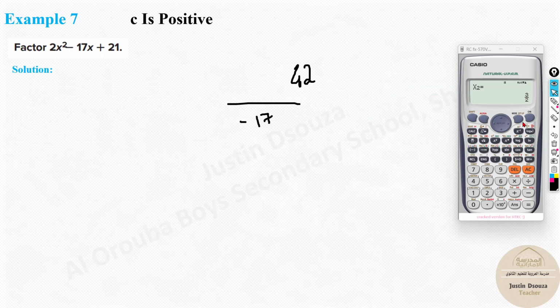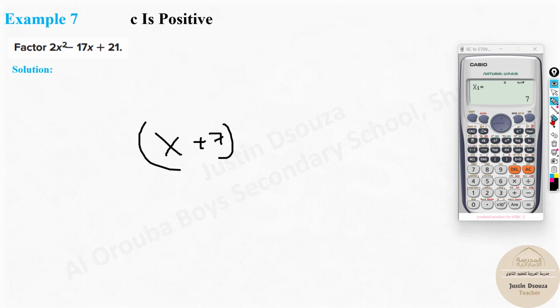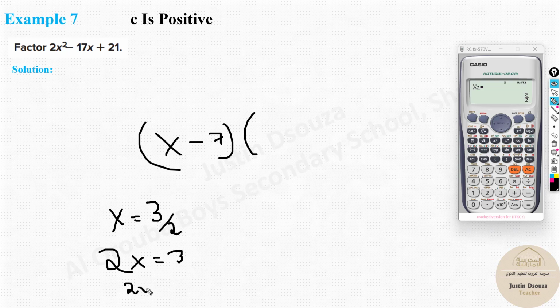Anyways, now if you're doing the calculator method, the answer was, wait, did I write it all right? It's 2, negative 17, 21. Yes, the first one was a simple answer, x plus 7. Okay, sorry, it'll be minus. This is x equals 7. When you write it as a factor, it'll be minus. What about the next one? This needs to be solved. x equals 3 by 2, that is 1.5. Multiply 2 on both the sides, it'll be 2x equals 3, and minus 3, it'll be 2x minus 3. So it's over here 2x minus 3. These are the two factors.